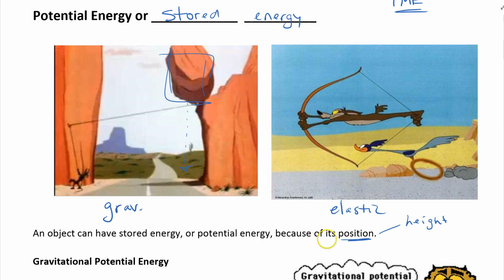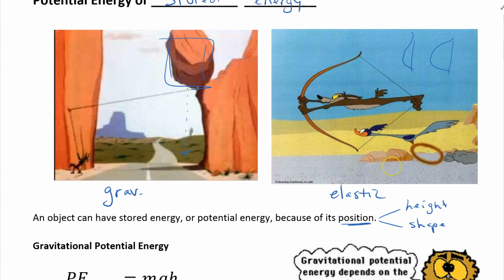You can also have energy because of its position, thinking in a more abstract way, because of the way it's shaped, or the way something's been deformed. Normally this bow would look more like this and wouldn't be pulled out of position, but because it's been pulled like that, energy has been stored in this bow, and when he lets go, poof, he's going to be propelled forward, and he hopes to have the same speed as the Roadrunner.